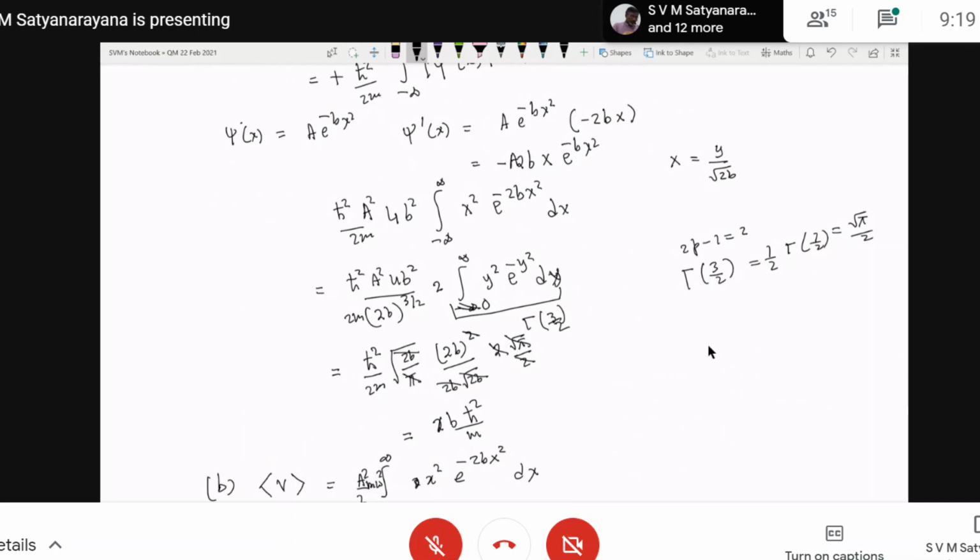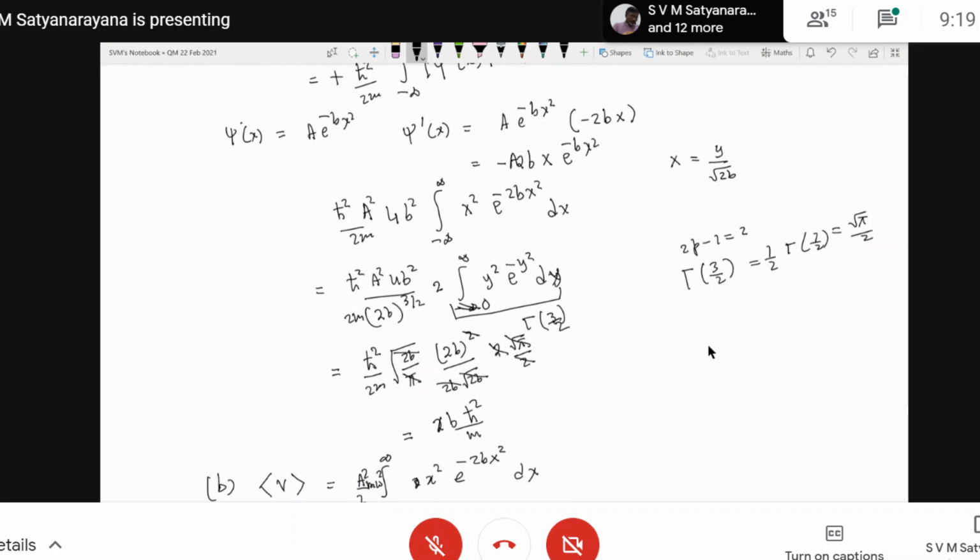Example 2. Here, let us take the Hamiltonian to be p squared by 2m minus alpha times a Dirac delta function. I think we have done this problem earlier, and I am sure you remember there is only one bound state for this, correct?